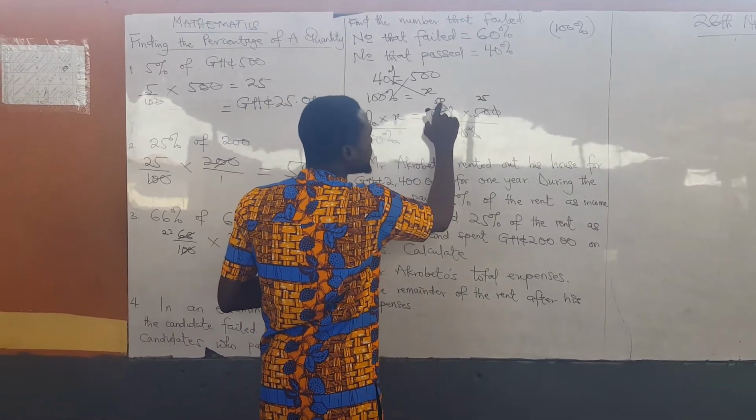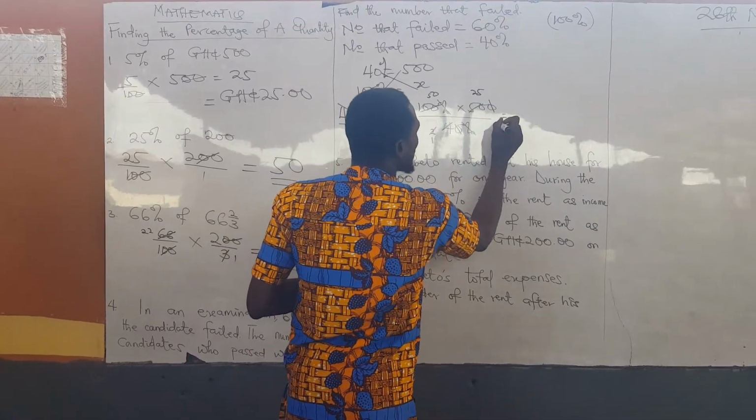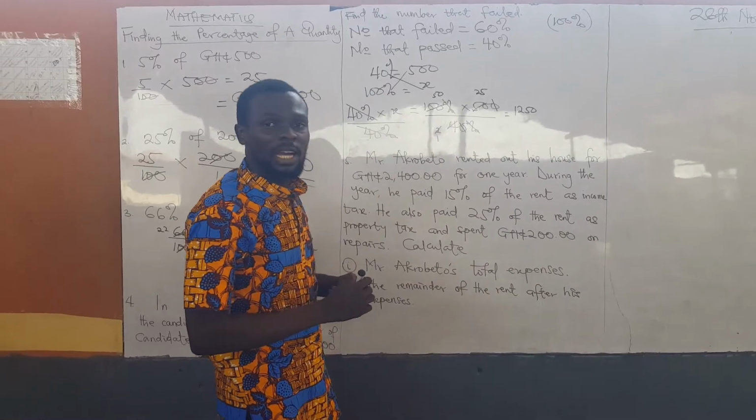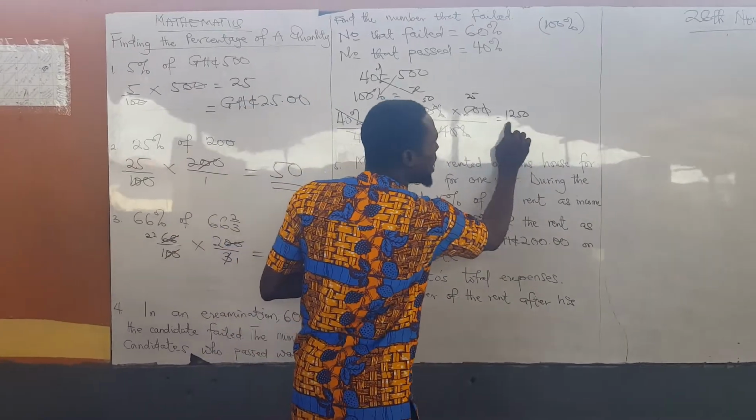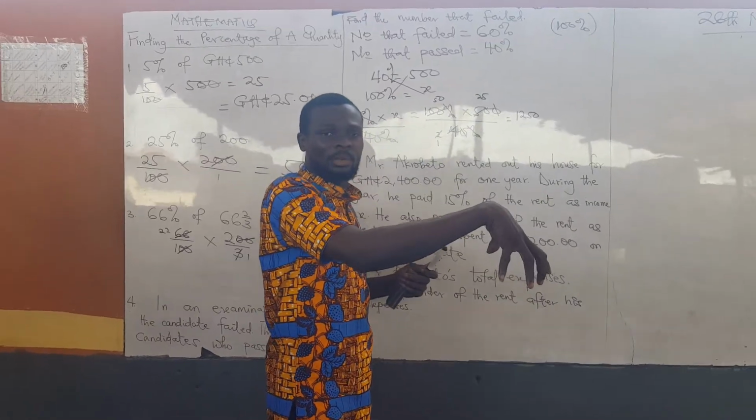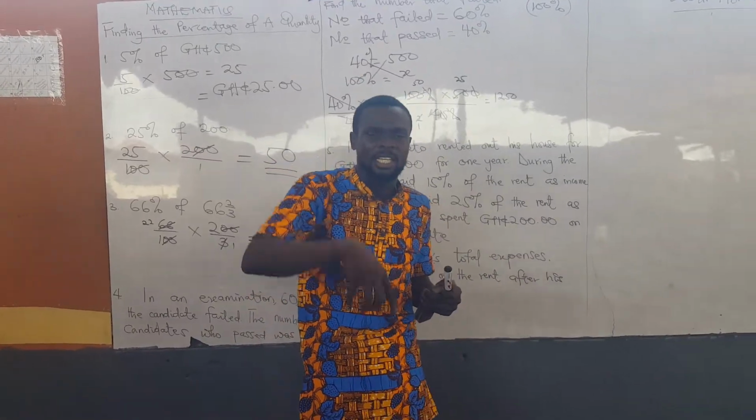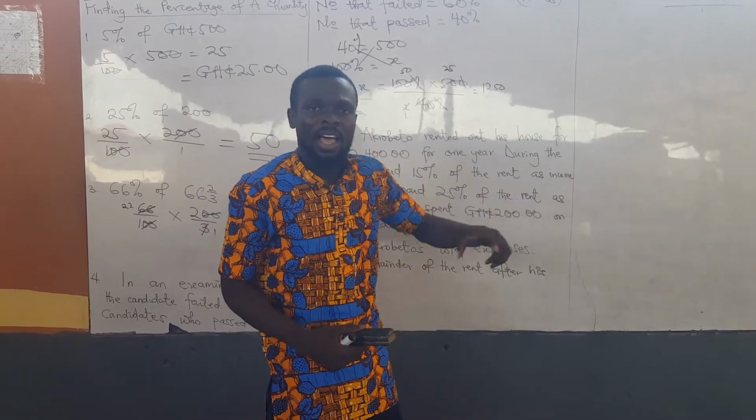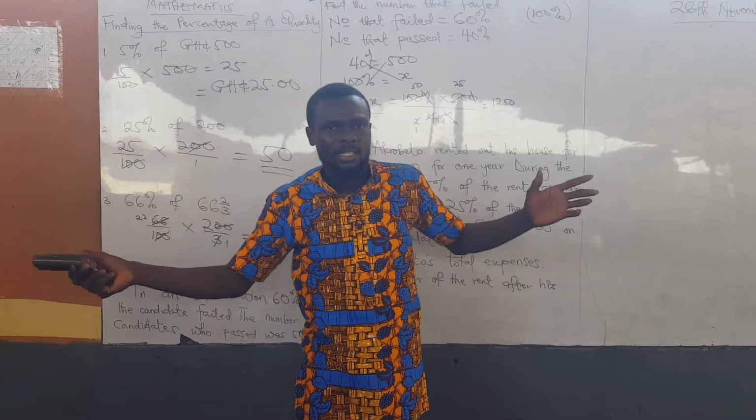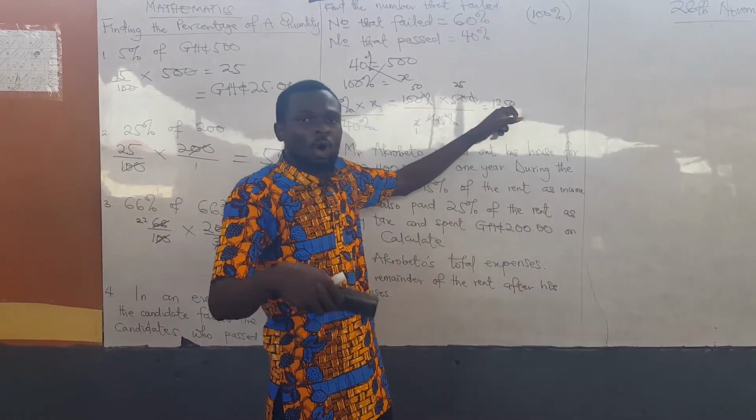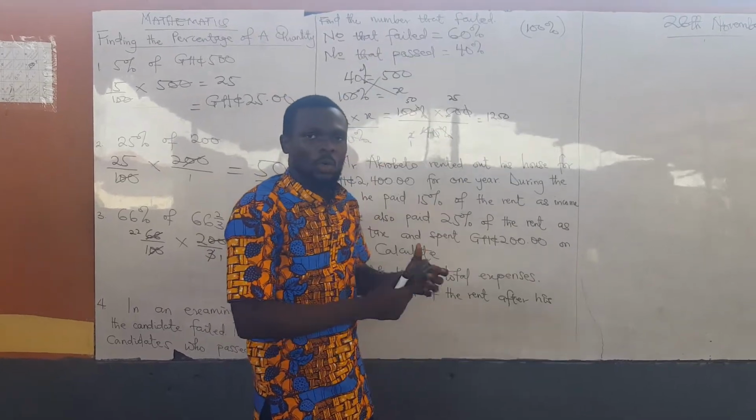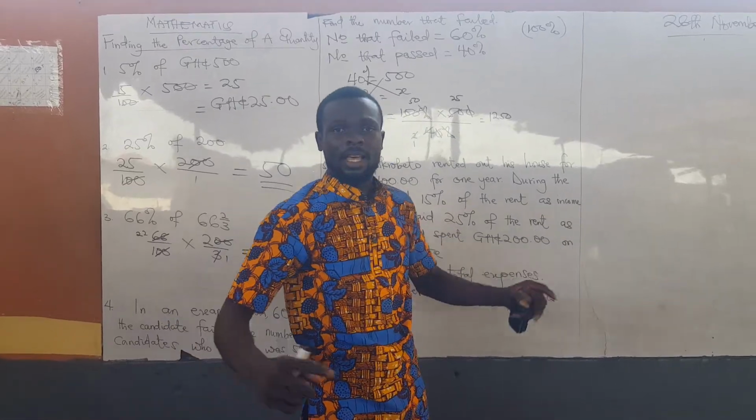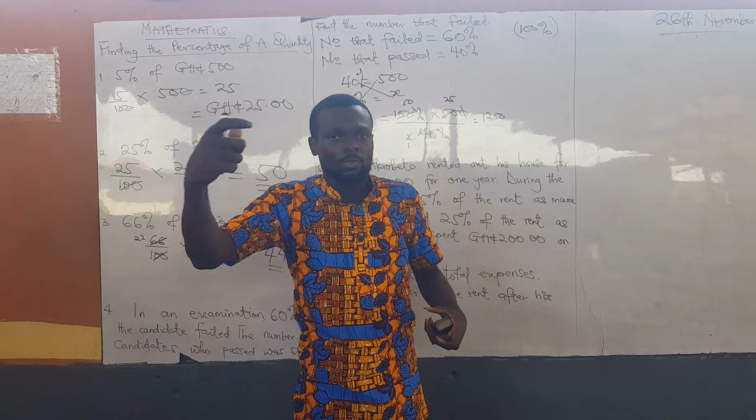So if you multiply 50 times 25, we are going to get 1,250. So the total number of students that took the examination are 1,250. Out of this 1,250, 500 of them passed. So if we want the number of students that failed, you can subtract 500 from this.